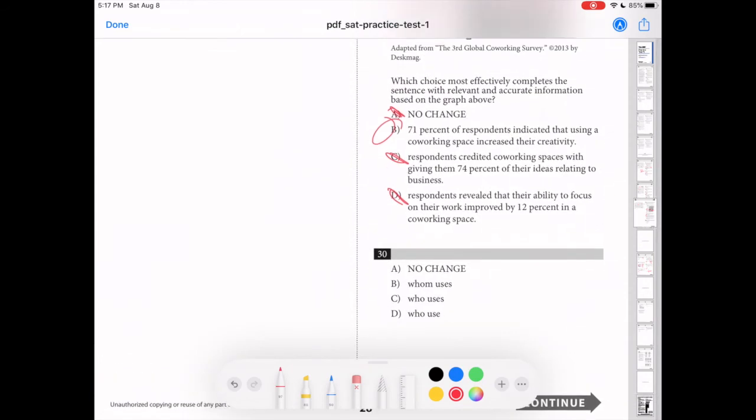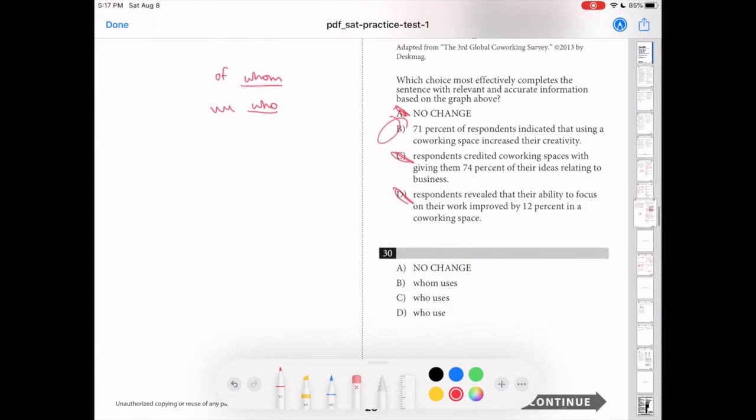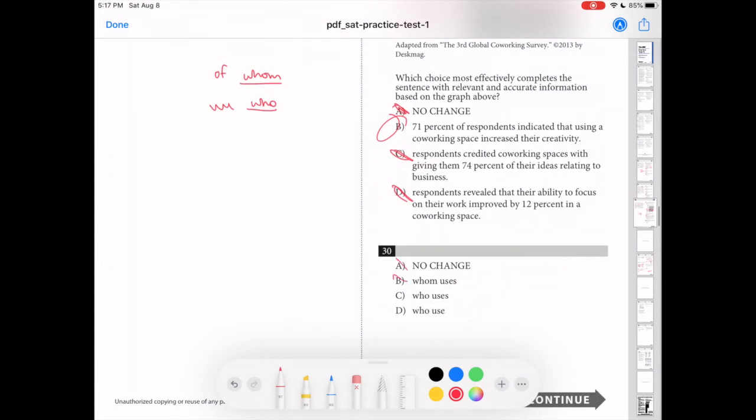30. This is testing pronoun use over here. Grammar questions are bad, but they come down to a simple trick. If there's an of before a who or whom, use whom. Otherwise, use who. So if there's an of, it would be whom, of whom. Otherwise, anything else, you want to use who. Here there's no of, so it has to be choice C or D. Whom is not good here.